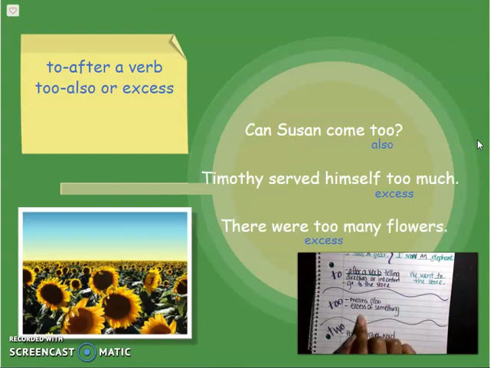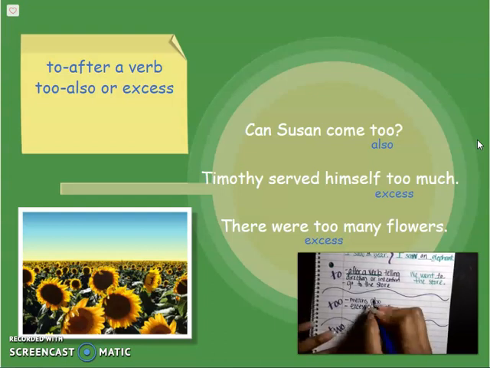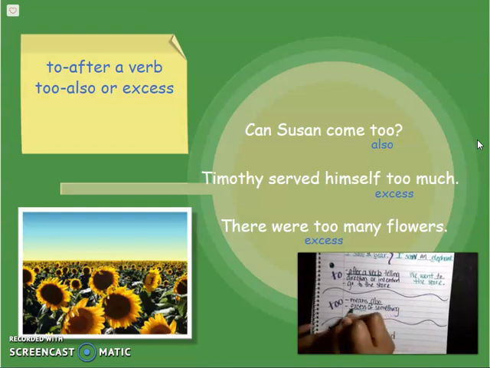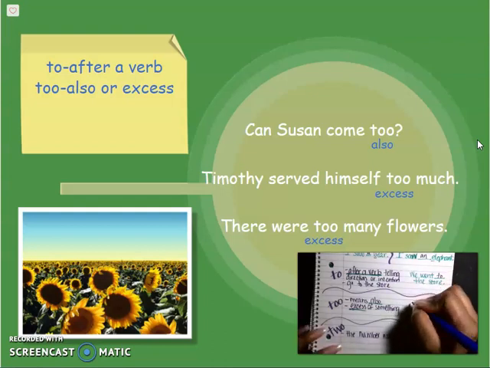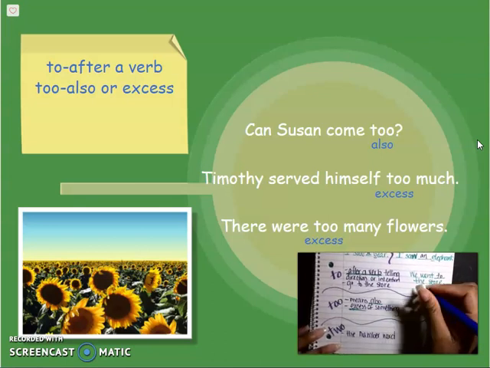Okay, this next use of too, T-O-O, again means also or excess. So I want you to underline "also or excess if you have extra of something." For example, can Susan come too? Like, can she come also? Or Timothy served himself too much. It was too much for him to eat. Or there were too many flowers.